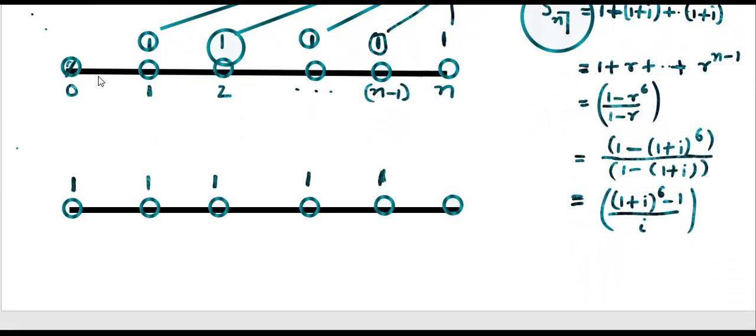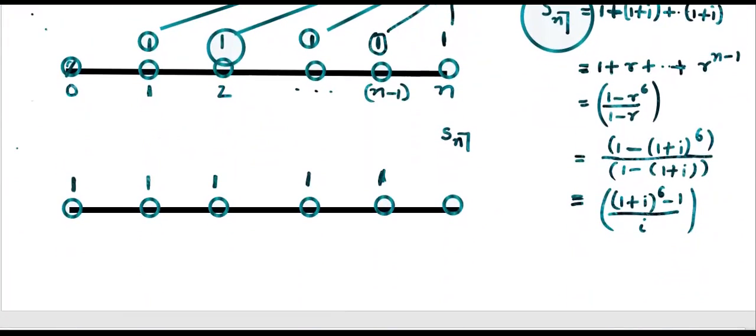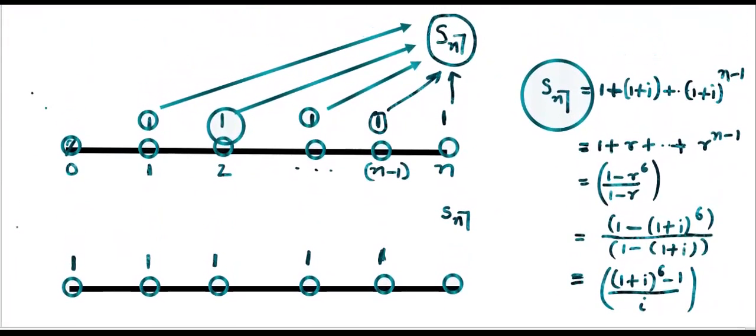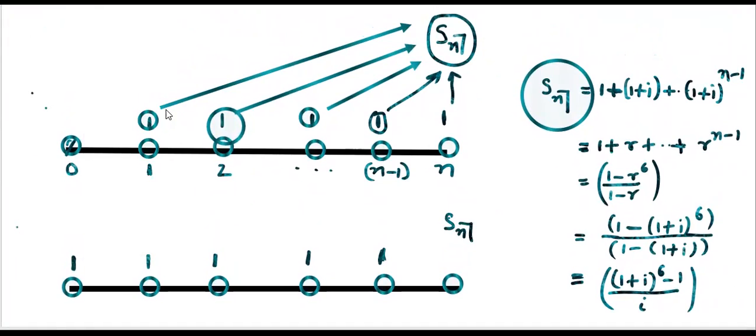No payment is here. Now we have to find the value here, and this will be Sn due. So now let me write the points also here to avoid any kind of confusion later. This is 0, this is 1, this is 2, n minus 1, n.